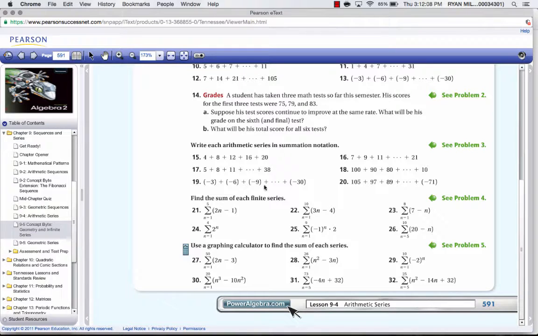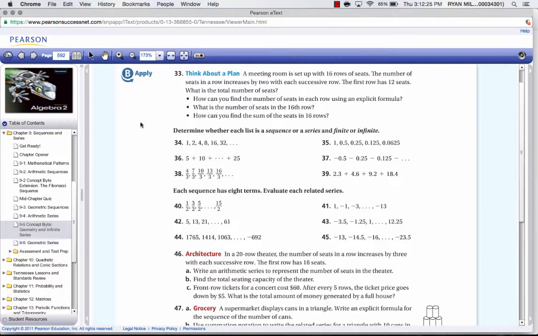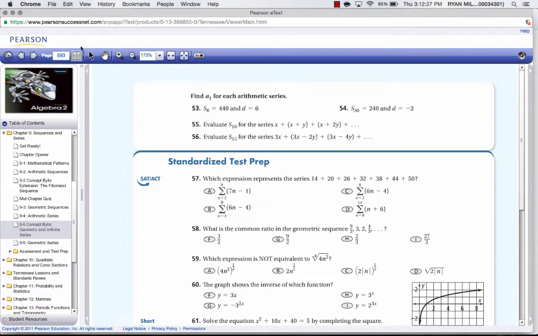All right. Going over here. If it's finite or infinite, finite has an end, infinite doesn't. So here, comma, dot, dot, dot means it doesn't have an end, so it is infinite. Here, plus 25, it stops. Finite. Okay, it's that simple. All right, now let's try to talk geometric.